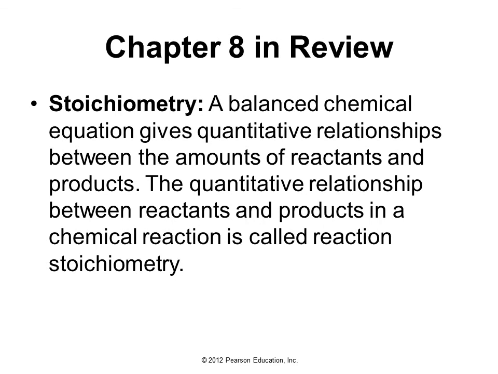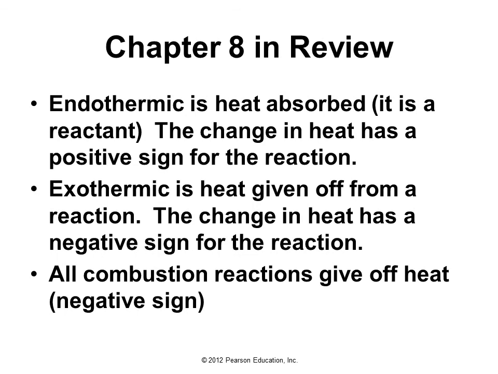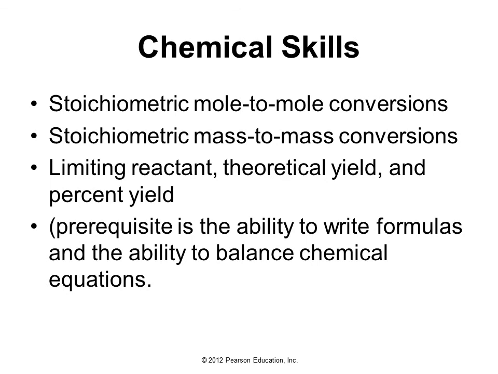So let's remember stoichiometry. A balanced equation gives quantitative relationships between the amounts of the reactants and products. The quantitative relationship between the reactants and products, the little numbers used to balance the equation, is called the reaction stoichiometry. We have talked about yields, limiting reactant, theoretical yield, and percentage yield. And we talked about heat in a reaction, endothermic and exothermic. So we need to be able to use stoichiometry to do mole-to-mole conversions, and use stoichiometry and molar mass to do mass-to-mass conversions. You need to be able to do the calculations of the limiting reactant, the theoretical yield, and the percentage yield. And of course, for all of this, you must always have the correct formula and the ability to balance chemical equations.